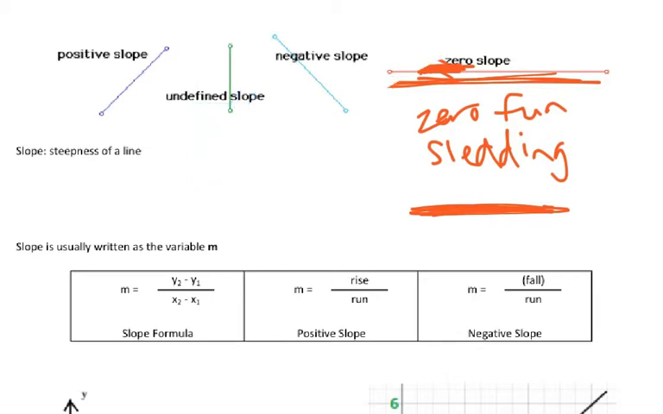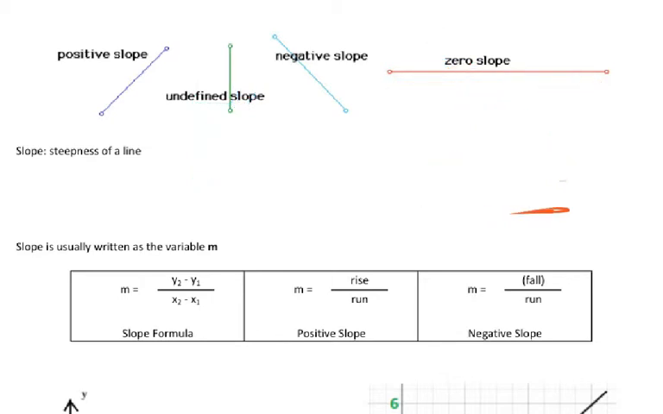Most kids don't have a problem with the positive and negative because it looks exactly like what you would think. Real life examples of slope would of course be ski slopes and pitches of your roof, like how steep is your roof. Some people have almost flat roofs, and other people have very steep roofs. So slope is the steepness of a line.